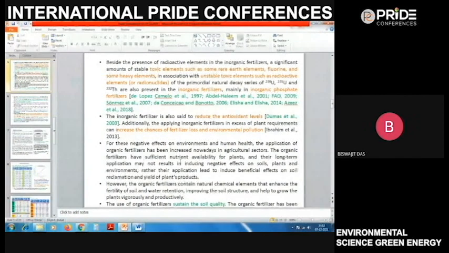Organic fertilizers have sufficient nutrient availability for plants, and their long-term application may not result in such negative effects on soils, plants, and the environment. Rather, their application leads to beneficial effects on soil reclamation and yield of plant products.